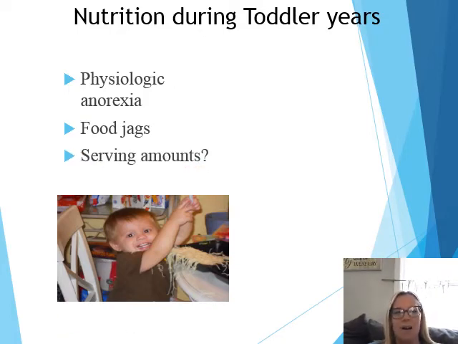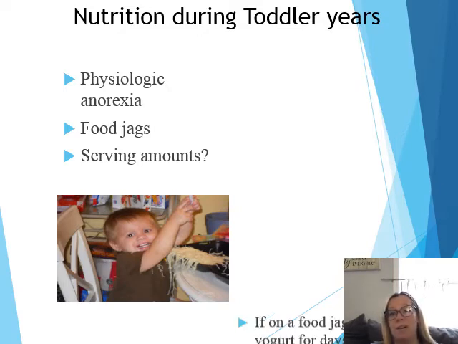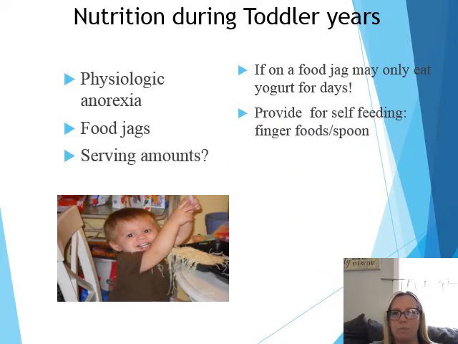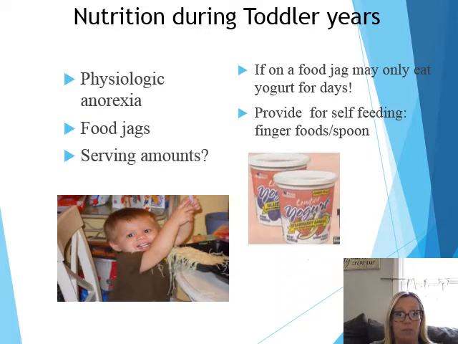Generally, 1 tablespoon for every year of life is going to be the serving amount, 1 tablespoon of whatever portion it is, for every year of life. If they are on a food jag, like I said, they may eat only one thing at a time. So you want to tell the parents not to worry. Generally over 3 to 4 days, they'll eventually consume a well-balanced diet despite the food jags. Provide for self-feeding. Finger foods help promote autonomy, and they can choose if they want to use their spoon or their fingers. Okay.